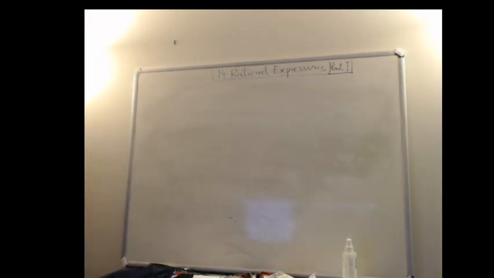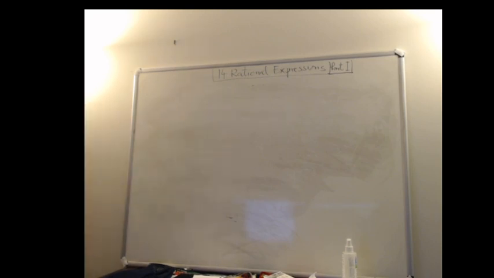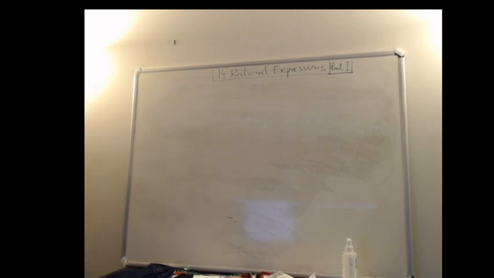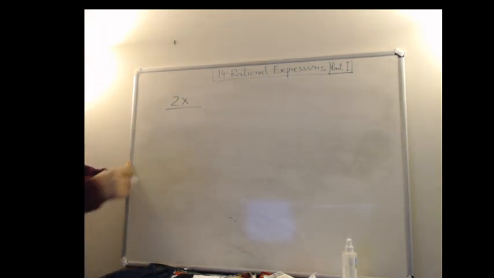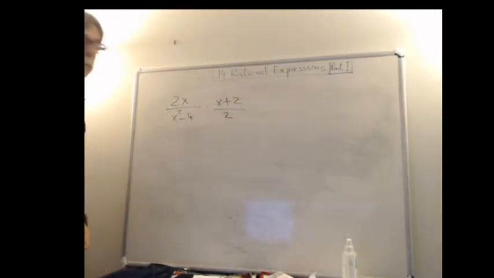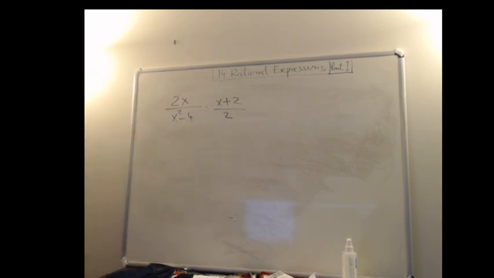Now, what if the stuff is not exactly a single number, but maybe a fraction, multiplying fraction with fraction? Okay, so I have an example here: 2x over x squared minus 4, multiplied with x plus 2 divided by 2. Something like that. What you're going to do first, like with numbers, you can either multiply and then reduce, or you can reduce and then multiply. That's what you do with numbers.